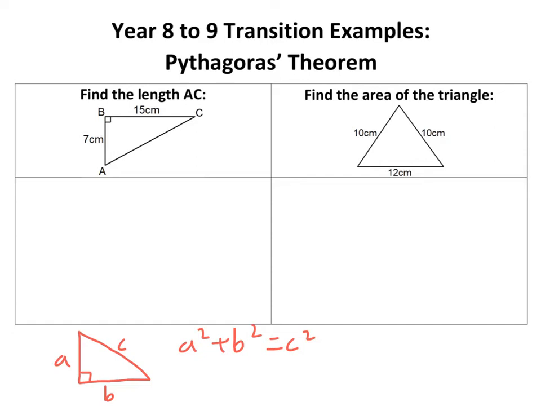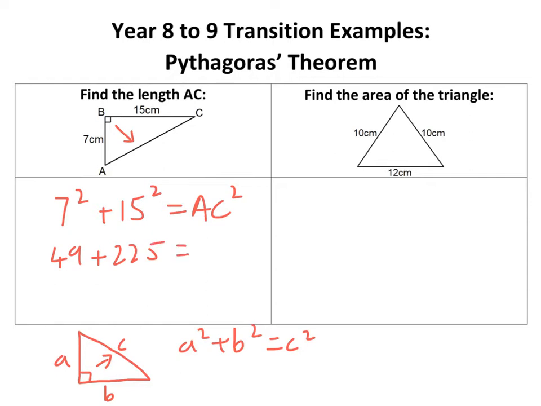Okay, and so therefore you've got to work out whether the side you're finding is opposite the right angle, and in this case it is, and so I need to have 7 squared plus 15 squared equals AC squared, because that's what I'm looking for. Put it in your calculator, we get 225 equals AC squared. Alright, and then I get what's 49 plus 225 equals 274.